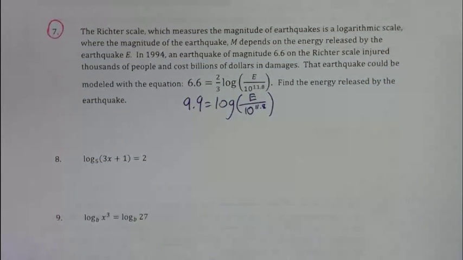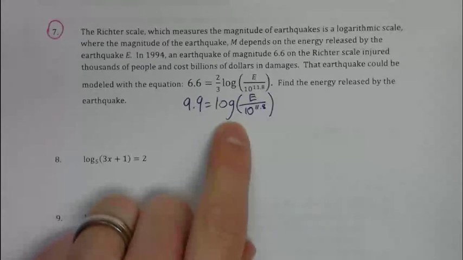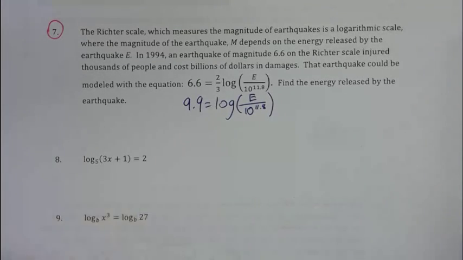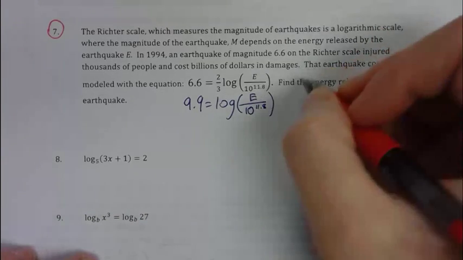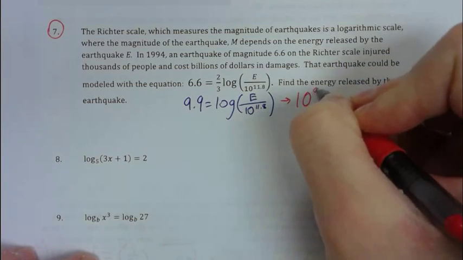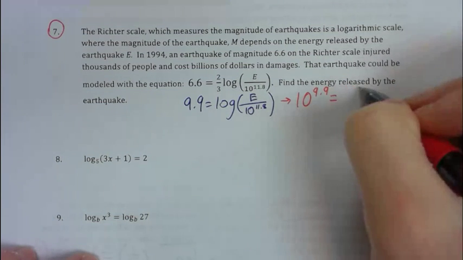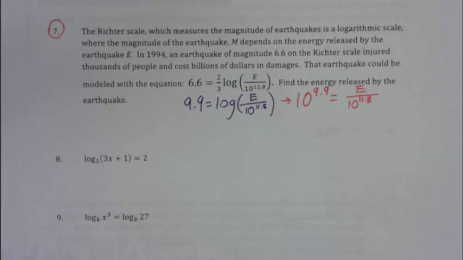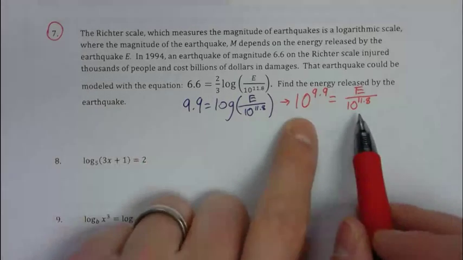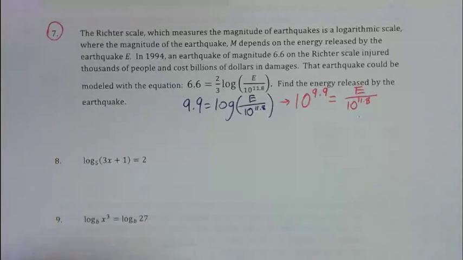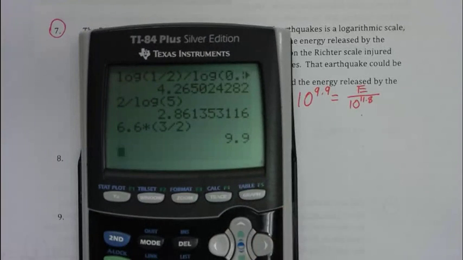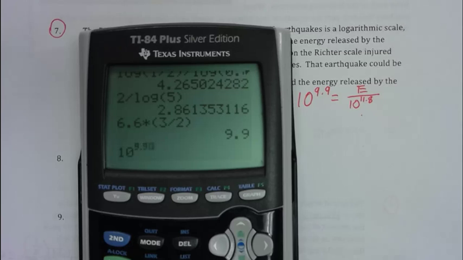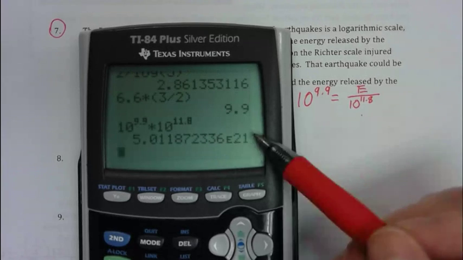Now we can convert it to a logarithm because this is a common log, so it's a 10 on the bottom. So I would be able to write that as 10 to the power of 9.9 is equal to E divided by 10 to the power of 11.8. So I'm going to multiply both sides by 10 to the 11.8. So if we grab our calculator, we can do 10 to the power of 9.9 times 10 to the power of 11.8. So we get that answer with an E involved there.